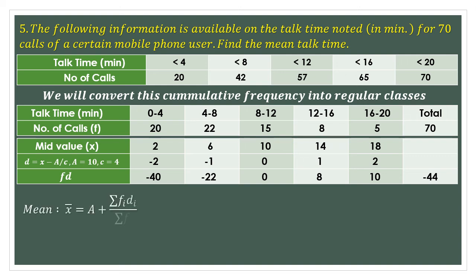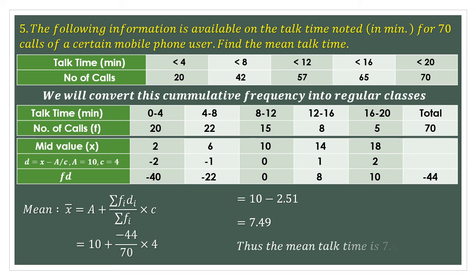Put this value into our formula for mean, that is A plus summation Fi di upon summation Fi into C. The assumed mean is 10, Fi di is negative 44, summation Fi is 70 and common factor is 4. So assumed mean 10 minus, when we solve the latter part we get negative 2.51, that is 7.49 minutes. Thus the mean talk time is 7.49 minutes. That means on an average on each call the person spends 7.49 minutes.